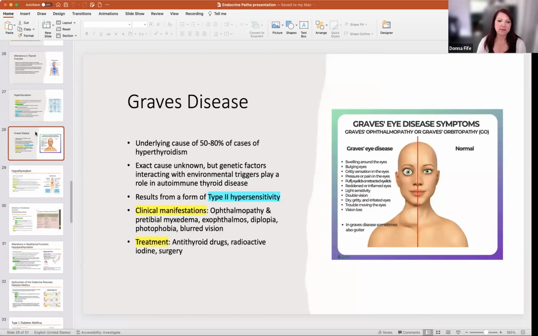Now, Graves' disease is the underlying cause of 50 to 80% of cases of hyperthyroidism. The exact cause is unknown, but genetic factors interacting with environmental triggers play a role in the autoimmune thyroid disease. This results from a form of type 2 hypersensitivity. Clinical manifestations: ophthalmopathy and pretibial myxedema, exophthalmos, diplopia, photophobia, and blurred vision. Treatment is with antithyroid drugs, radioactive iodine, or surgery.